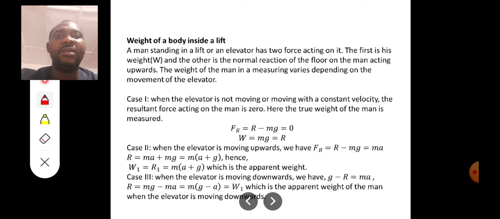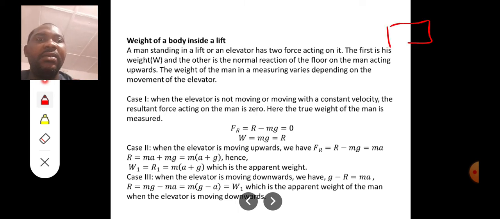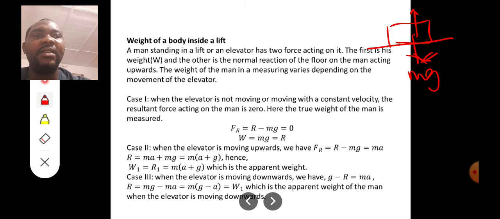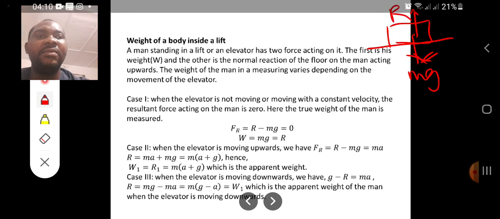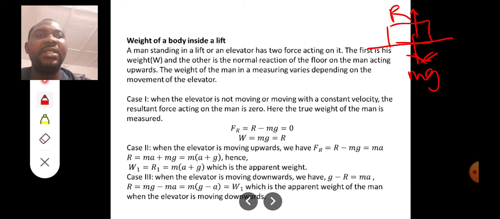Okay, the normal reaction. Of course, when you stand, there are two forces. I have done a video on this, especially on friction. When a man stands, his weight is acting downwards, but there's also a force the floor exerts on the man, and that is called normal reaction R. That normal reaction is the reason why the man does not sink.